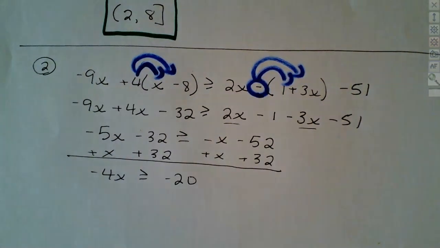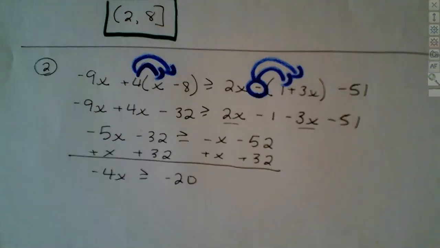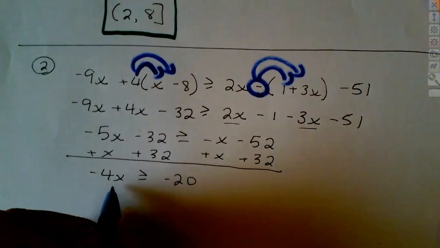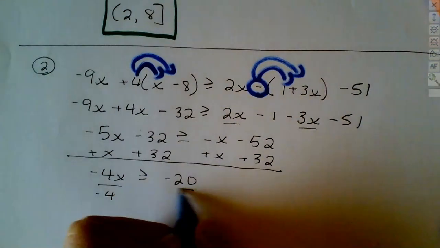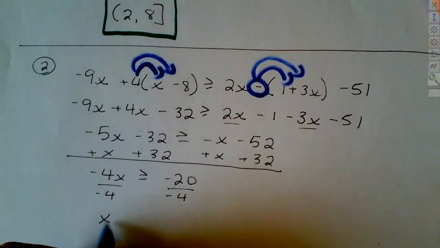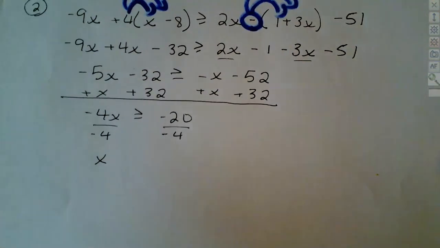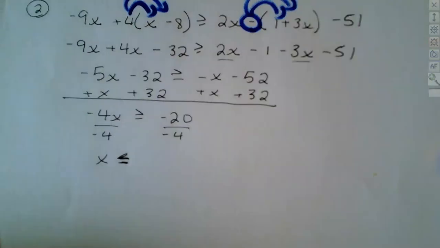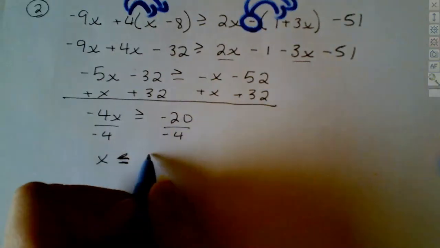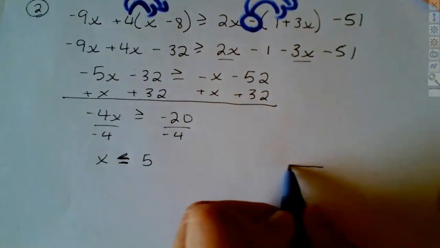Now, remember, in inequalities, whenever we divide or multiply by a negative number, that is going to flip our inequality symbol, the way that it points. So let's go ahead and do that. Now we switch our inequality symbol. And so it's going to point to the left instead of to the right. Negative over negative makes that a positive 5.